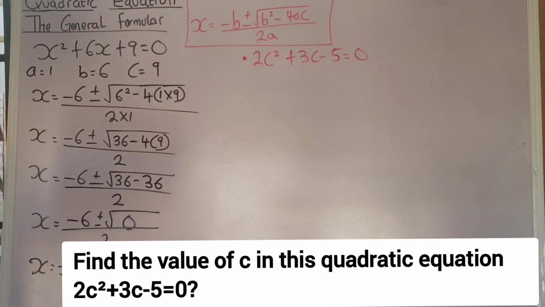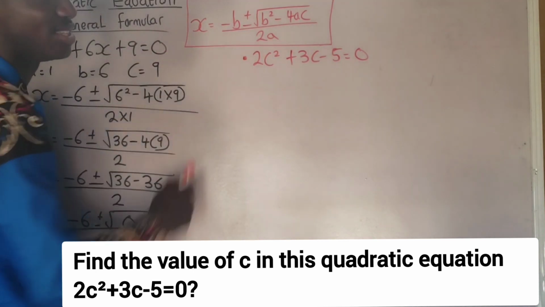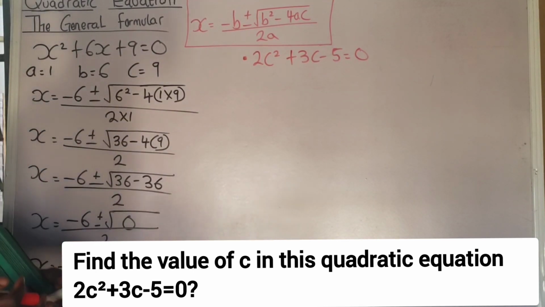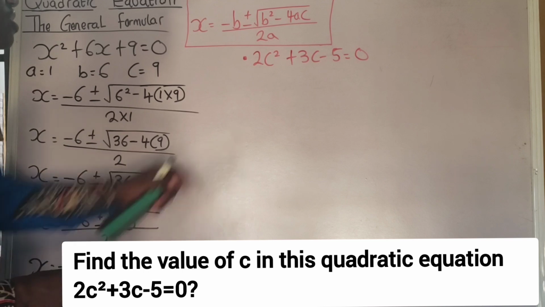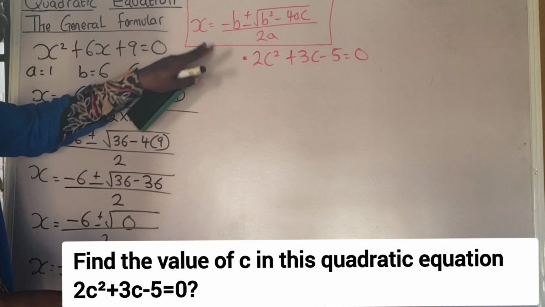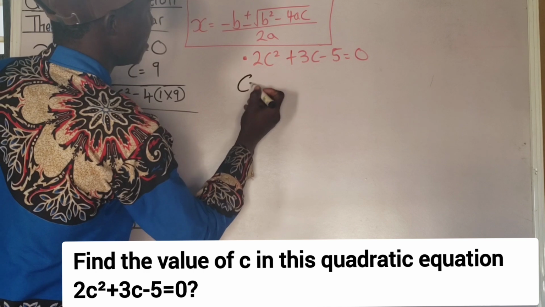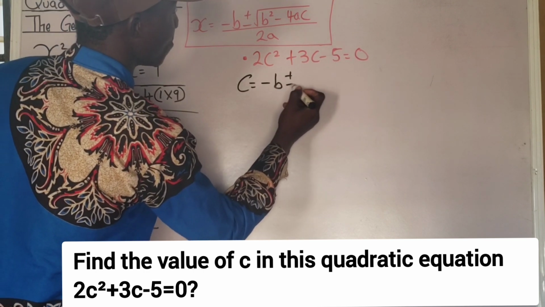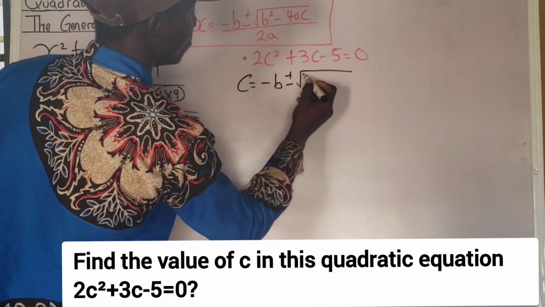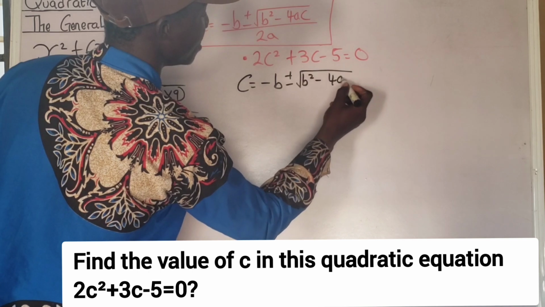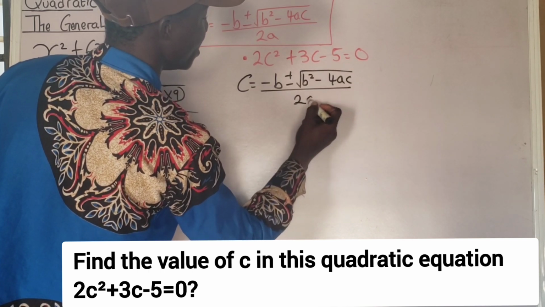Now, please pay attention. In this quadratic equation, we are not having x, we are having c. Whether we have x or c, all you have to do is replace this x by c. So the general formula now becomes: c equals minus b plus or minus square root of b squared minus 4ac all over 2a.